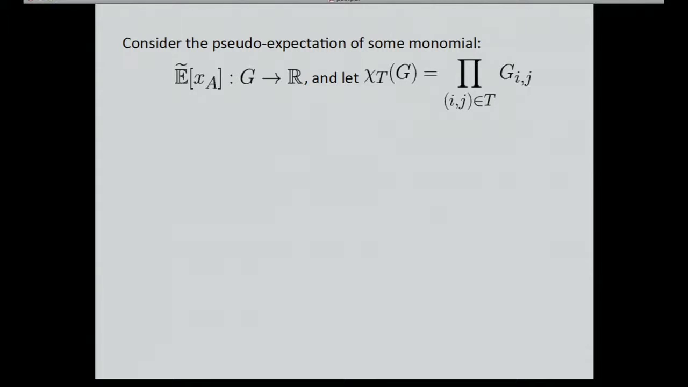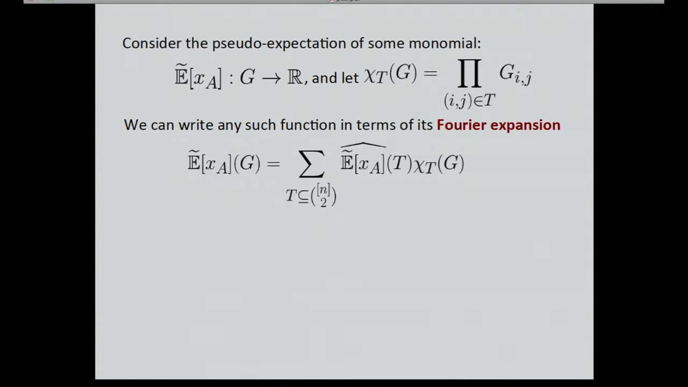And let me define the Fourier characters. We can take a graph T, and we can look at the product over all edges that belong to T of this Gij. Now what this tells us is that because the pseudo-expectation of this monomial is itself a function from the graphs to a real value, we can write any such function in terms of its Fourier expansion. That's immediate, right? So whatever this function is, it's some sum over graphs of some constant, the Fourier coefficient of t, times this character, chi t of g.